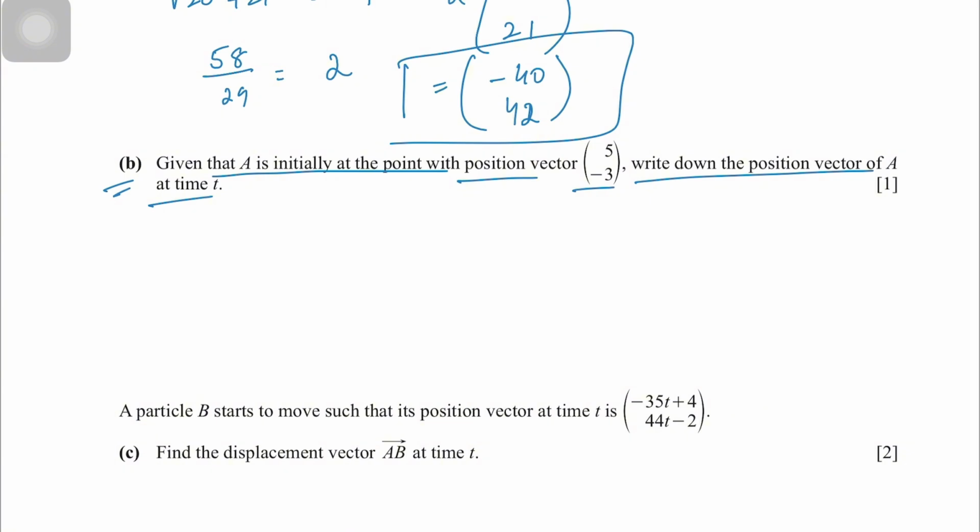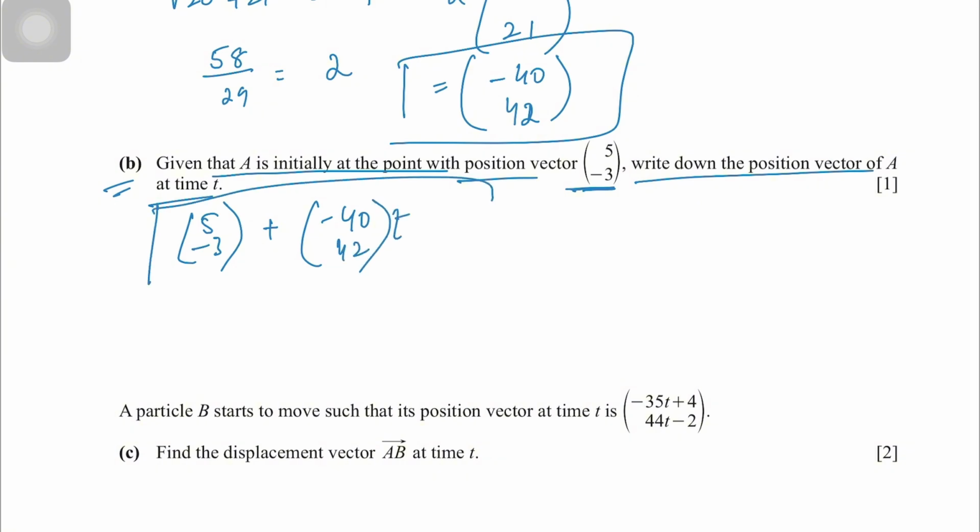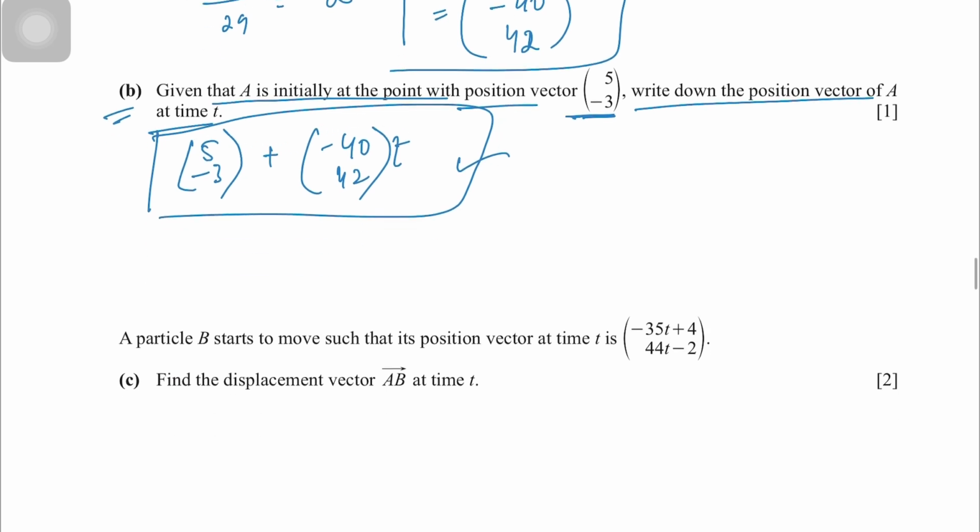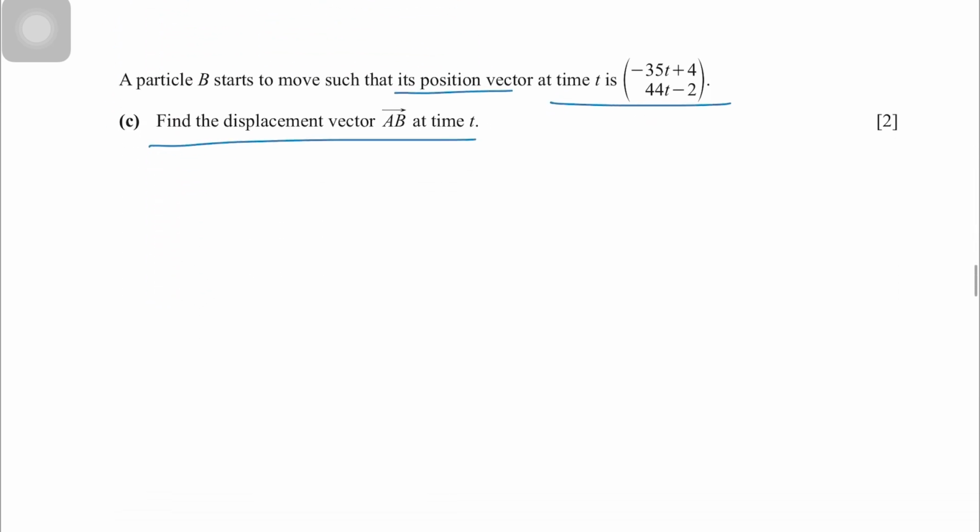So this is pretty simple. It has an initial position vector of (5, −3), and it is moving in the direction (−40, 42) times t. So this is basically simply our answer. A particle B starts to move such that its position vector at time t is this. Find the displacement vector AB at time t.